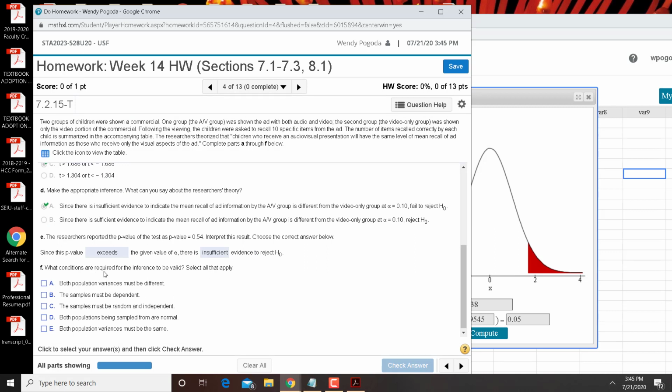Okay, last part here: what conditions are required for the inference to be valid? The population variances need to be the same. We need both populations being sampled from to be normal. We need that because of the small sample size. And because we're not doing a paired type test, we need each sample to be independent.